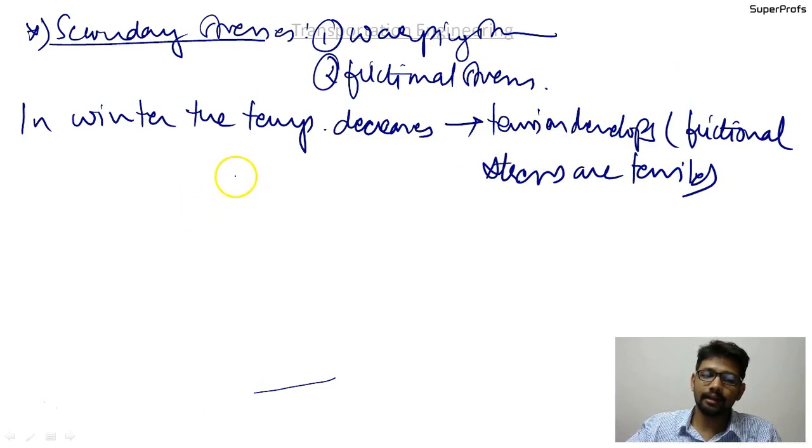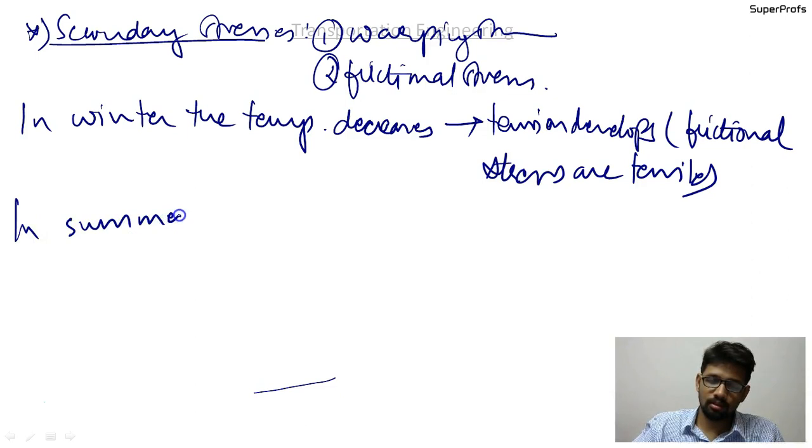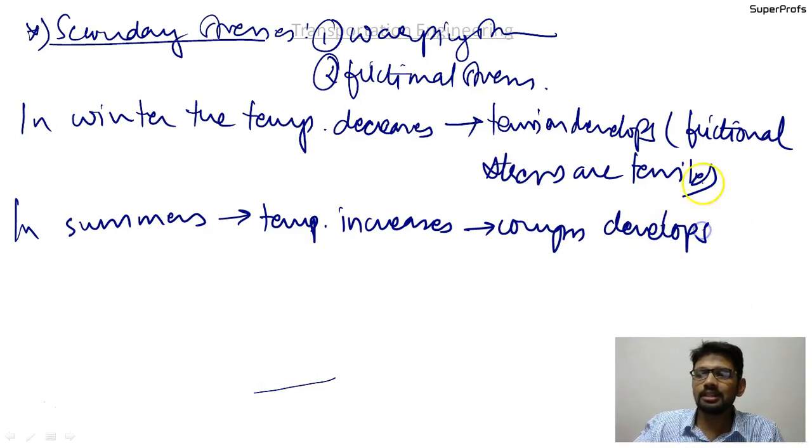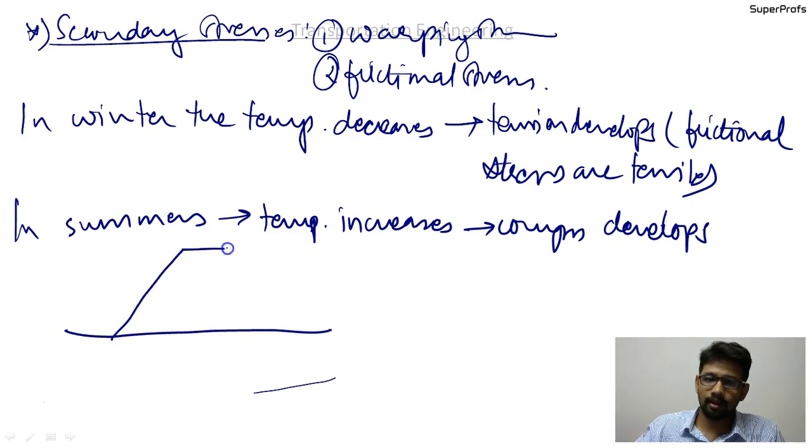And in summers the temperature increases and the compression develops. That is, the frictional stresses are compressive. So I'll just show you how it is. Say there is a pavement like this.